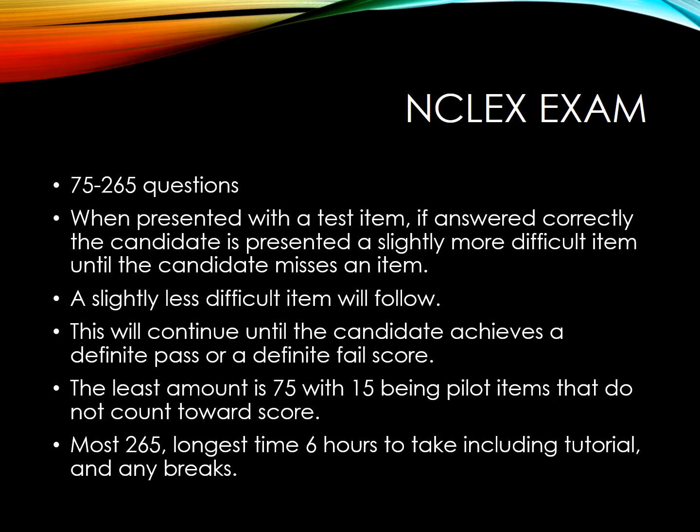The NCLEX-RN exam consists of 75 to 265 questions and is random. When presented with a test item, if answered correctly, the candidate is presented a slightly more difficult item until the candidate misses an item. A slightly less difficult item will then follow. This will continue until the candidate achieves a definite pass or a definite fail score. The least amount is 75, with 15 being pilot items that do not count towards the score. The most, 265, has a maximum time of 6 hours to take, including tutorial and any breaks.